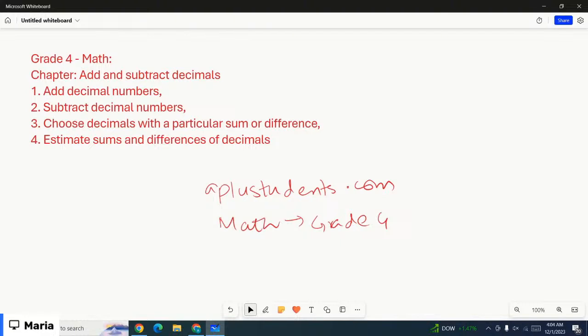So there you can find a list of the chapters. We're going to start with the chapter add and subtract with decimals. And the lessons we're going to cover today are add decimal numbers, subtract decimal numbers, choose decimals with a particular sum or difference, and estimate sums and differences of decimals.